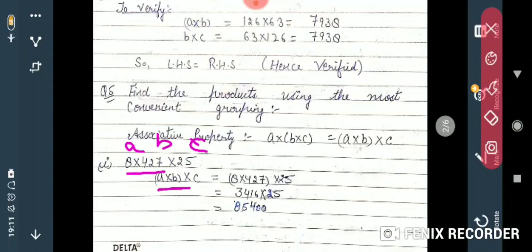So A multiply B. So what is the value of A? 8 and the value of B 427. Then multiply C 25. First we will multiply these 2 numbers. Why? Because they both are in bracket. We will get this answer 3416 multiply 25. What we will get? 85,400. Okay. So we have solved the first part.